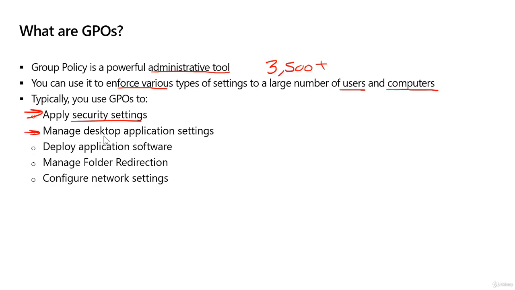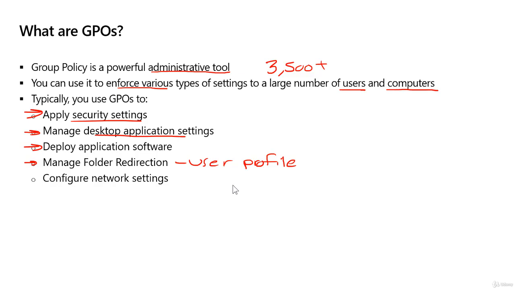We also can use this to manage desktop application settings. We can even use this to deploy applications. We have settings that cover folder redirection, which is pretty common that companies actually use. This is the ability to take your user profile, and I can have certain directories in your user profile, like your documents folder, redirected to a share. So anything you ever save to documents is actually mapped out to a shared folder.